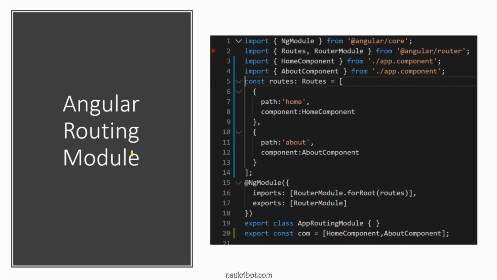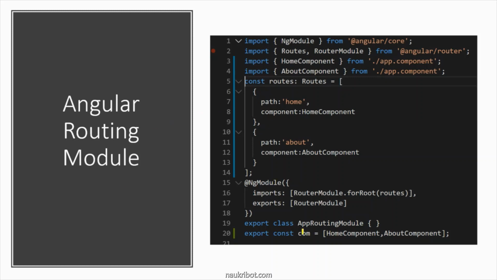Now I will show you how we can set up a basic routing module. We know that we have to create a routing module also, because without routing we cannot navigate from one page to another. With the help of the routing module only, we can navigate from one view to another view. So this is the example of a routing module file.